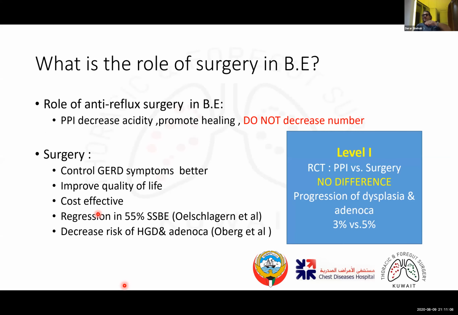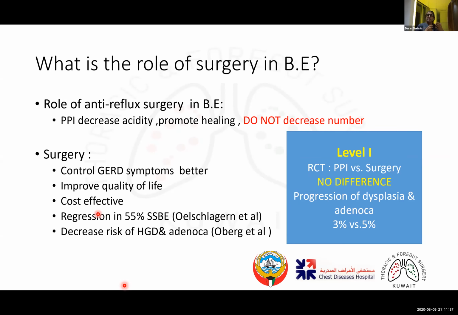The question comes now: is there a role of anti-reflux surgery in Barrett's esophagus? Well, you know, it's debatable and really controversial. Surgery in Barrett's is very good in controlling symptoms, and definitely it will improve the quality of life. To some extent, you have regression of Barrett's esophagus.